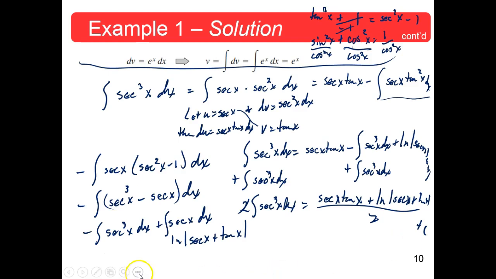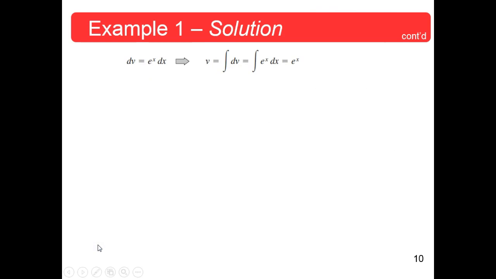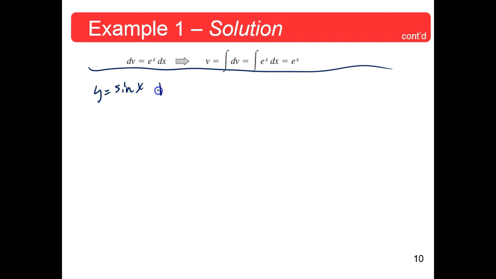Let's move to example 6. Finding a centroid. A machine part is modeled by the region bounded by the graph of y is equal to sine x and the x-axis, as long as 0 is less than or equal to x is less than or equal to pi halves.